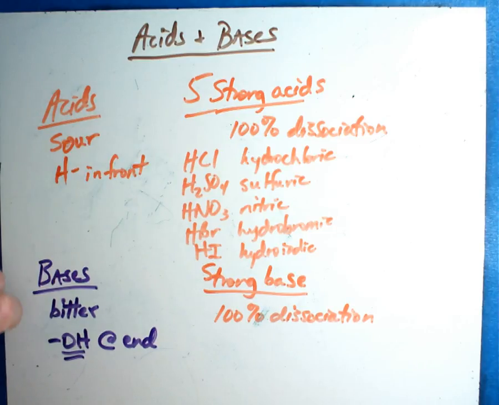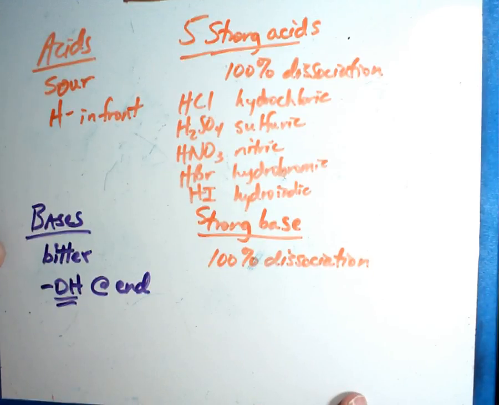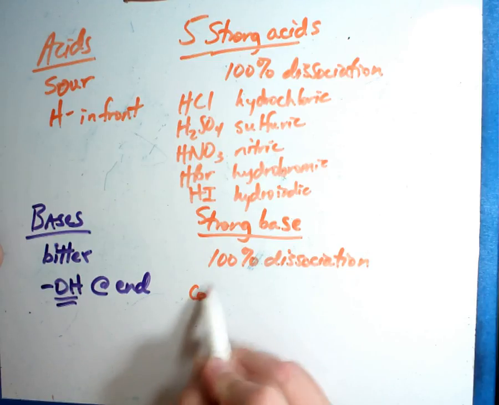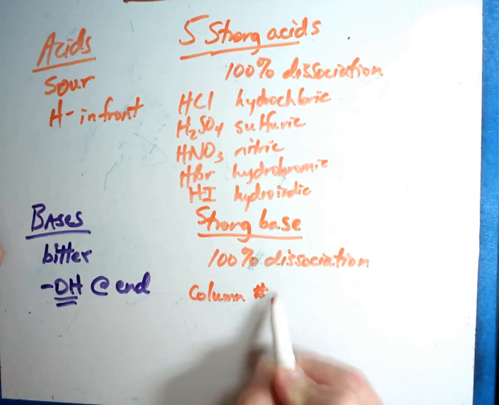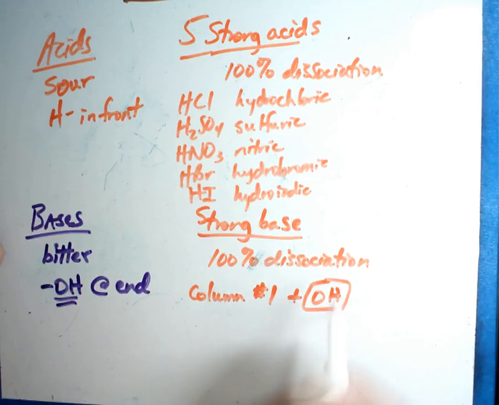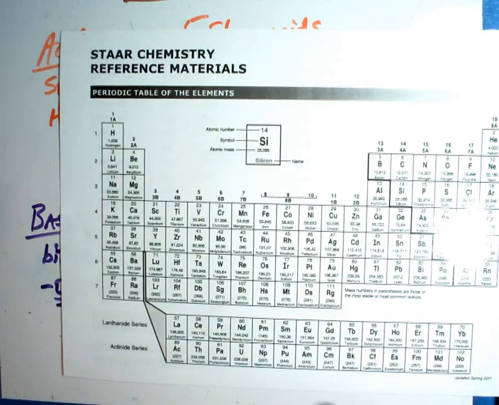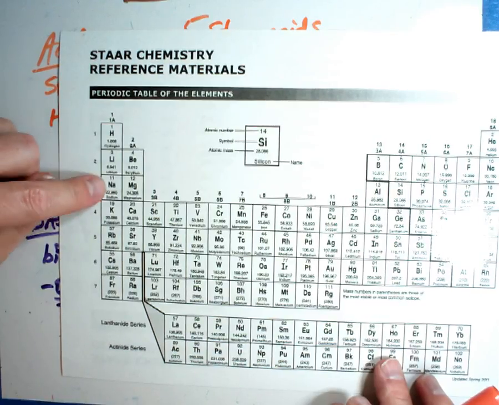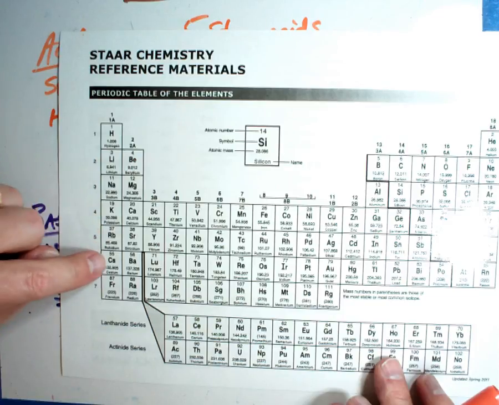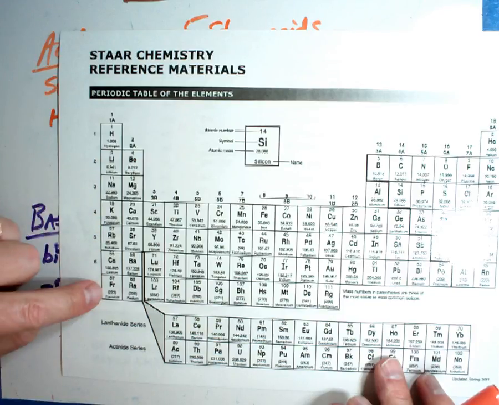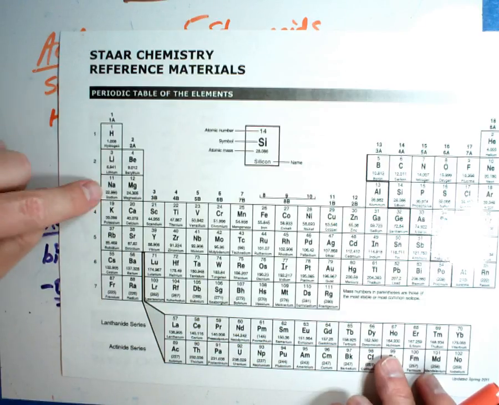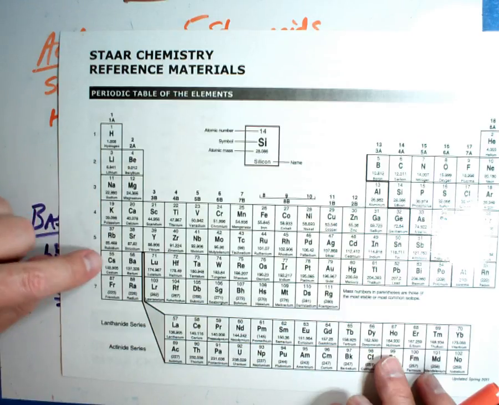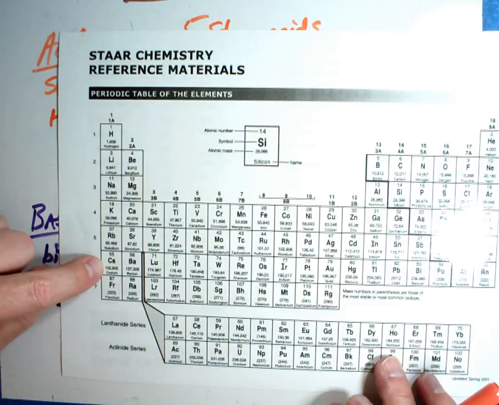Okay? The strong bases, again, have 100% dissociation. But here's the easy way to remember them. Column number 1 plus OH. Let me see if I can make that make sense. If you look at your periodic table, anybody in the first column with OH is a strong base. Lithium hydroxide, sodium hydroxide, potassium hydroxide, rubidium hydroxide, cesium hydroxide. Now, francium is radioactive, so we don't have a lot of it in the world, so having francium hydroxide would be incredibly rare, but lithium hydroxide, sodium hydroxide, potassium hydroxide, rubidium hydroxide, cesium hydroxide, all the strong bases. So that makes it real easy to remember.